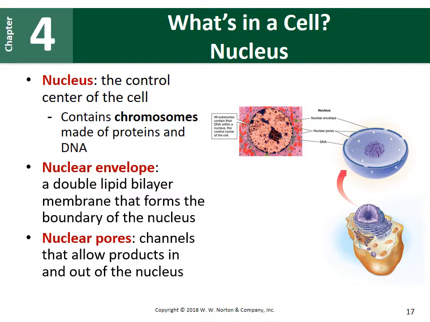That nuclear envelope does have pores in it, and these are channels that allow products to go in and out of the nucleus. So just like our plasma membrane, the nuclear envelope is selectively permeable. Things can go in and out of the nucleus depending on what the cell needs to do.